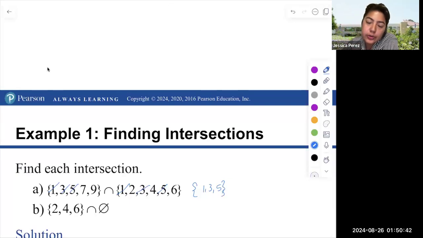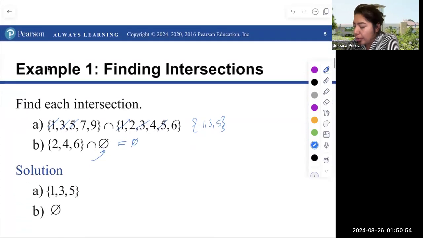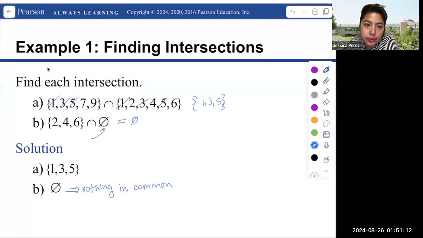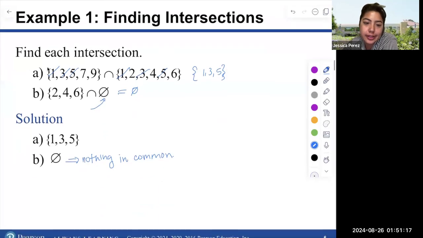What about the intersection between 2, 4, 6 and the empty set? Well, the empty set doesn't have anything in it. So what do they have in common? Nothing. So in letter B, they have nothing in common, because one is the empty set and doesn't contain any elements. So for the intersection, highlight or circle what they have in common, and that's exactly the "and".